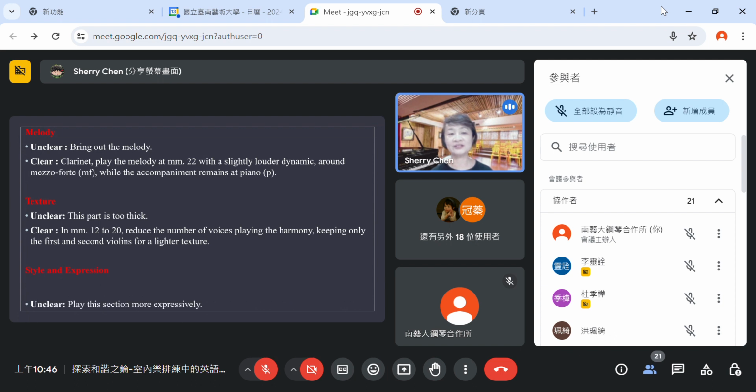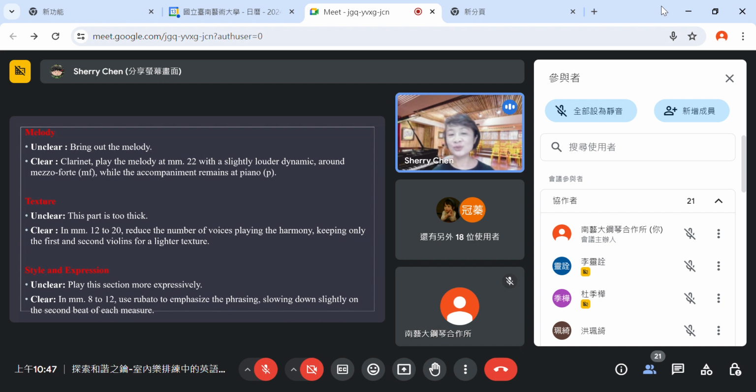Style and expression. Play this section more expressively. This is also difficult: how do you play with more feeling? In measures 8 to 12, use rubato to emphasize the phrasing. Slow down slightly on the second beat of each measure. So you're giving instruction by using rubato to play more expressively, and also slowing down.